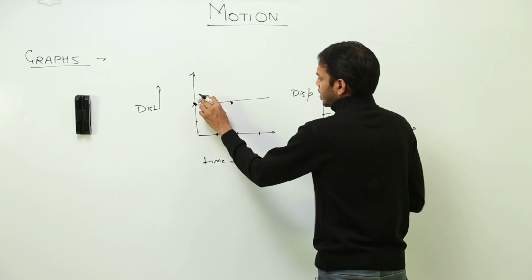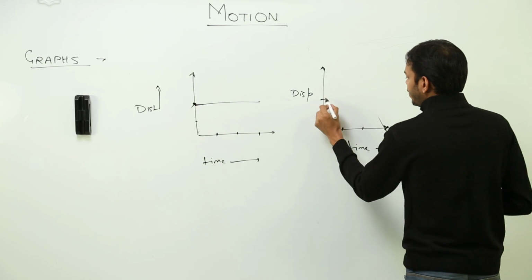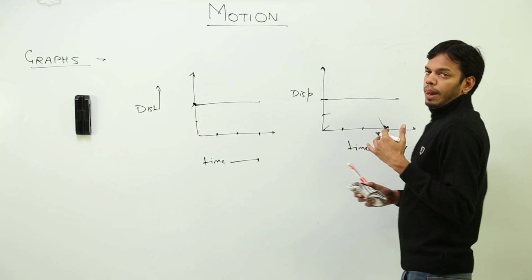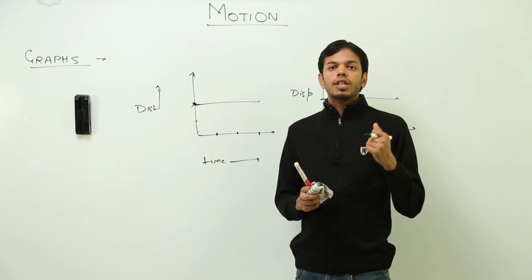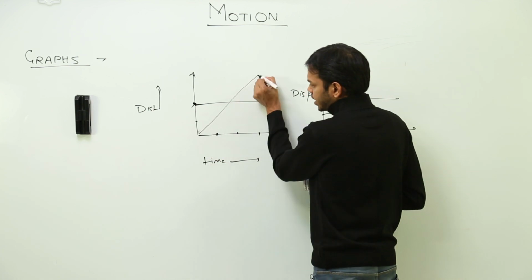Similarly, a straight line, it was a bit inclined. Same way for displacement time. But if I have to represent an object moving with constant speed, it means a straight line.